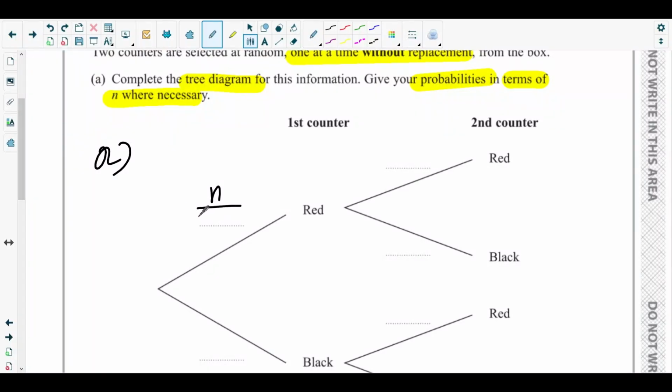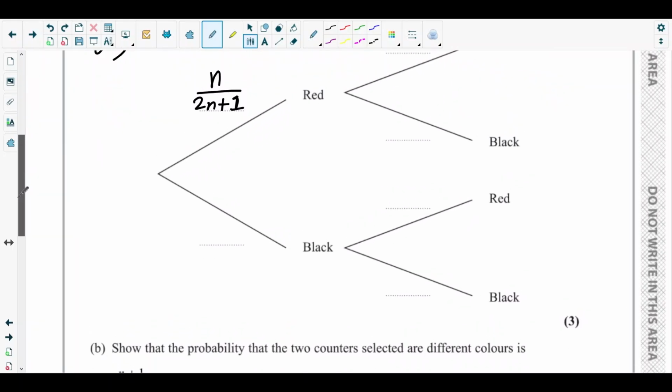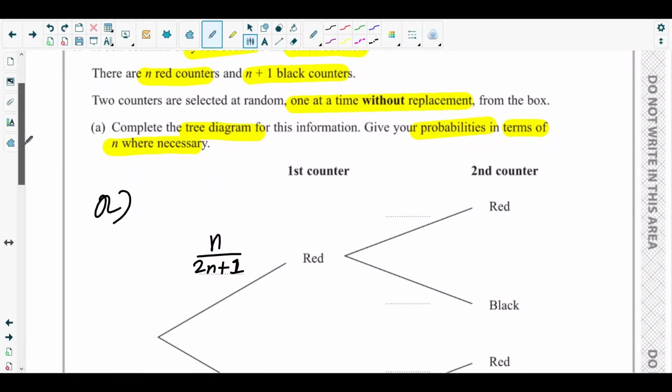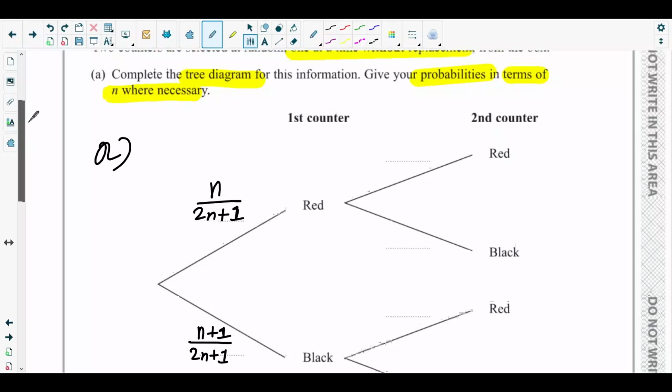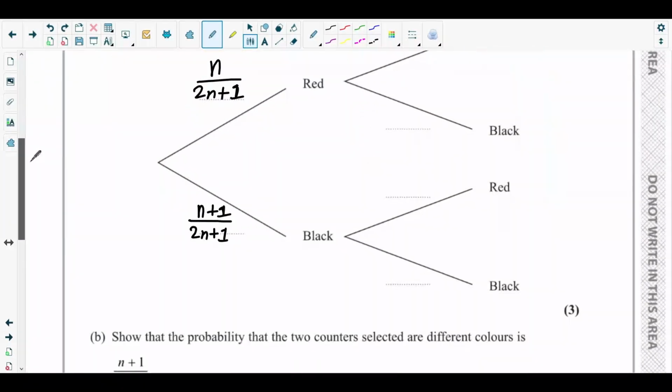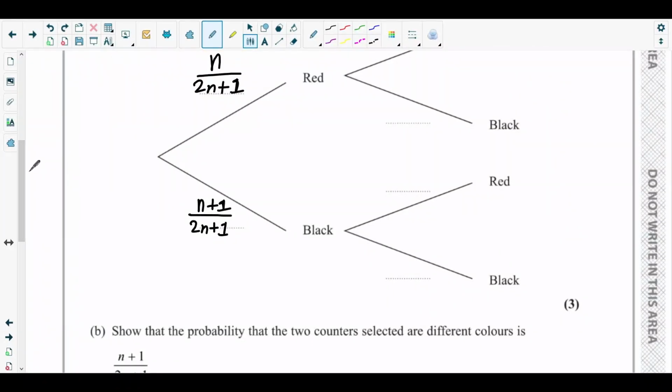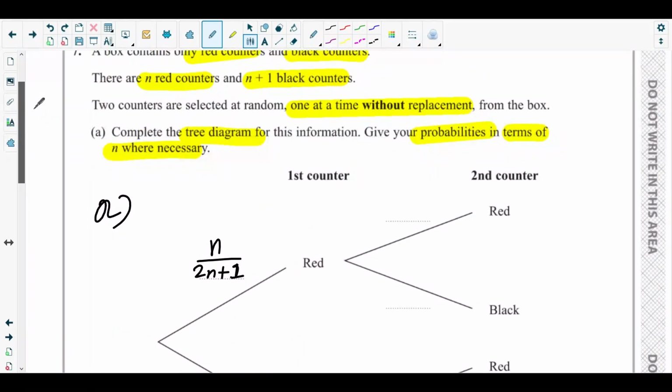Since there are n red counters, the probability of red would be n over 2n plus 1. And the probability of black would be n plus 1 over 2n plus 1. Why is it so? The total number of counters is n plus n plus 1, that is 2n plus 1, and out of that the number of black counters is n plus 1. That's why n plus 1 over 2n plus 1 is the probability of getting a black counter.